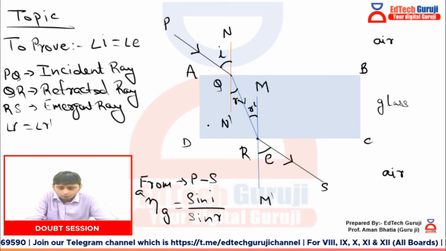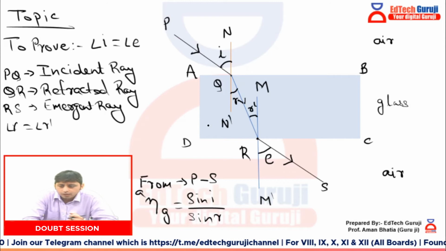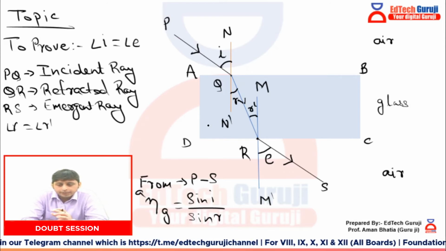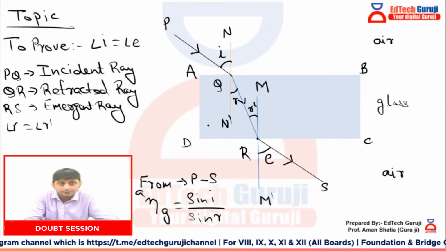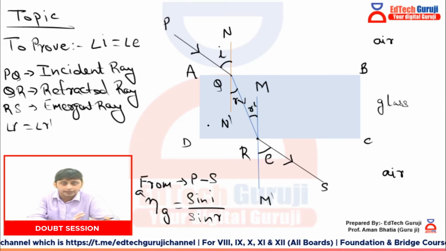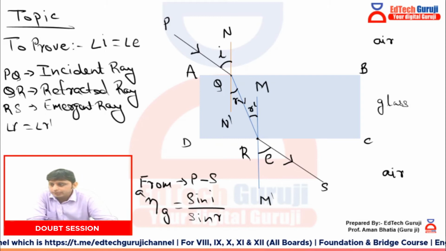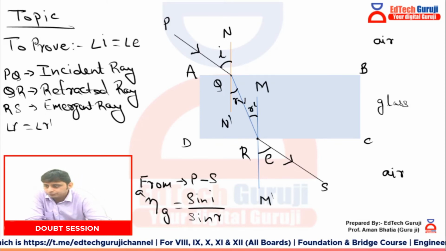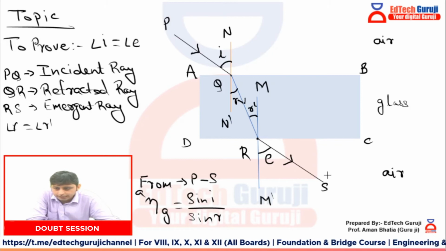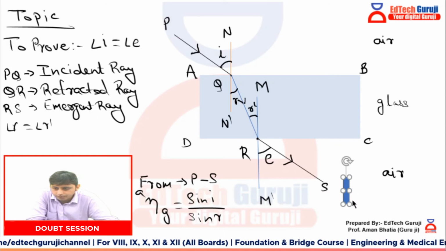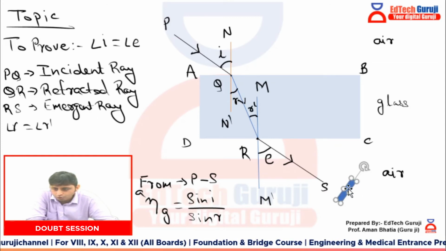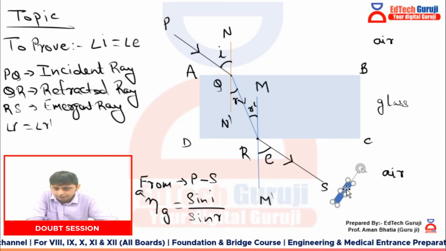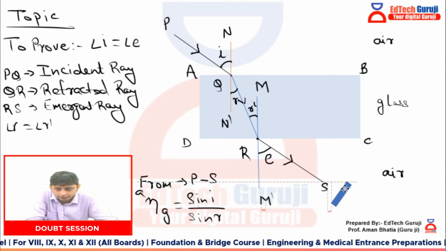Now what do I do? I quickly take a mirror. Please understand, I am going with a logical explanation; the proof you already have. So now I am taking a mirror. Let me keep a mirror here, like this. I rotate it in such a way that this mirror becomes normal to the emergent ray.